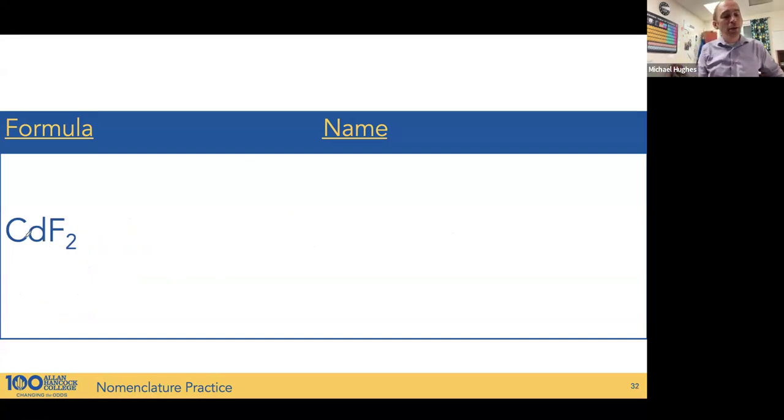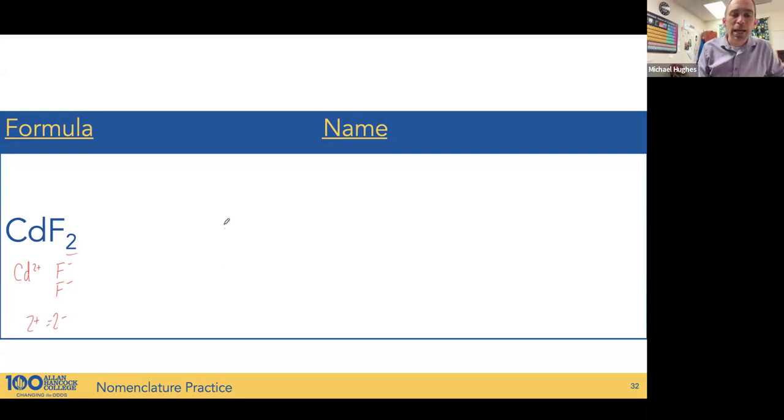CdF2, is there a metal? Cadmium, yes. Do we know its charge? Actually, yeah. Cadmium is one of the few transition metals with silver and zinc that we know the charge always. Cadmium is always 2 plus. And it is countered with 2 fluorines, which are halogens that are always 1 minus, which is what gives us our 2 minus. And 2 plus summing to 0.